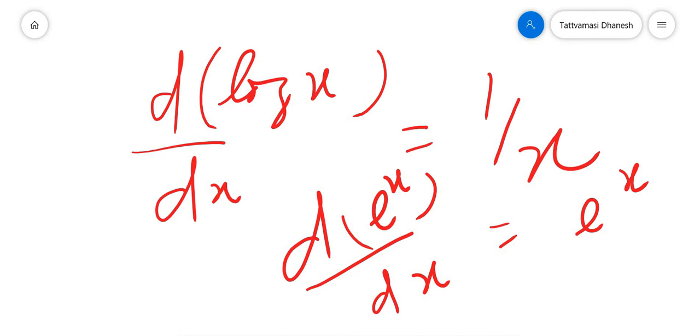Then the integral of 1 by x is log x, the reverse process. That means the derivative of log x is 1 by x, then the integral of 1 by x is log x. The reason is integration is the reverse process of differentiation. In the same way, the integral of e raised to x is e raised to x only. So these are the fundamental concepts in calculus. We covered the very fundamental process in calculus.